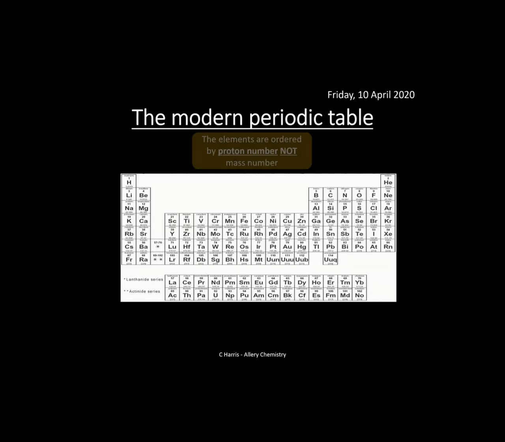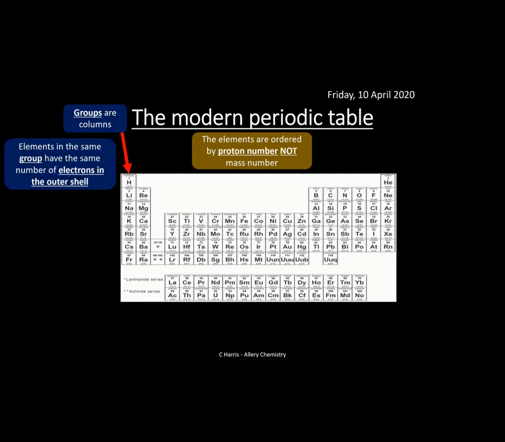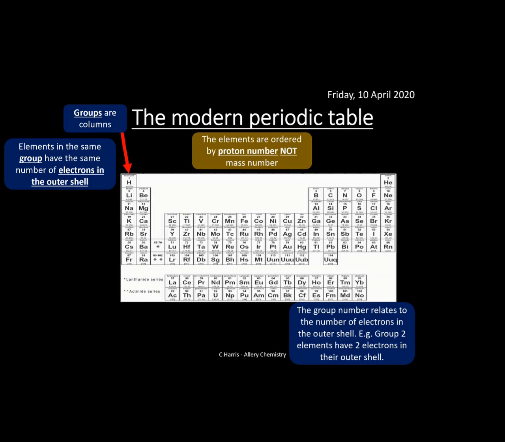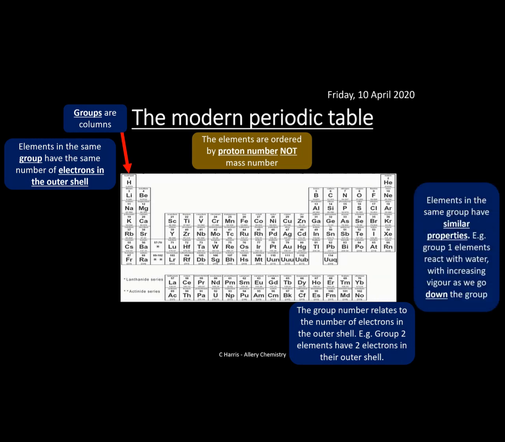So this is the modern periodic table. Obviously we've seen this before, but they're ordered in terms of proton number now instead of mass number, because it keeps them all in order. So it's a slight deviation away from that. But the groups are columns, and the elements in the same group have the same number of electrons in the outer shell. So for example, in group 1, they all have 1 electron in the outer shell. And that group number relates to the number of electrons. So if you had group 2, you'd have 2 electrons. Group 1, you have 1 electron, etc. Generally. And elements in the same group have similar properties.